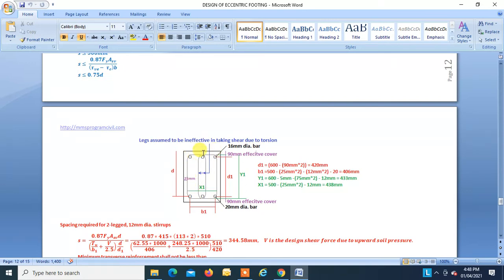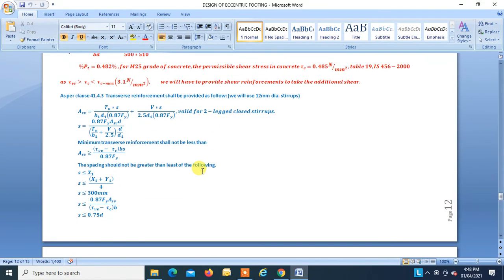Say you are providing four leg stirrups, then the internal legs will not play any active role in taking the shear due to torsion. That is why the code says, however many legs you may provide, in the formula you have to take ASV as the area of the outer two legs only. So this is ASV. This is how the formula in the code is given, which is valid for two leg closed stirrups only. So changing this, bringing S over here, we get this modified formula.